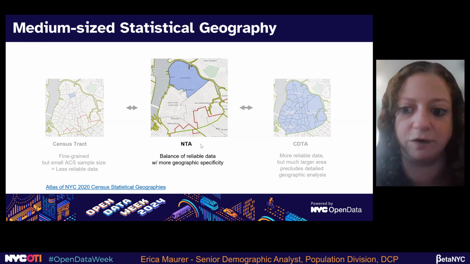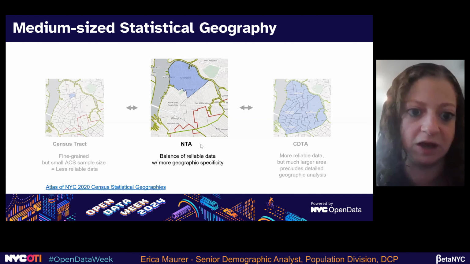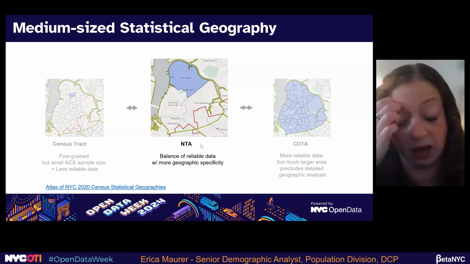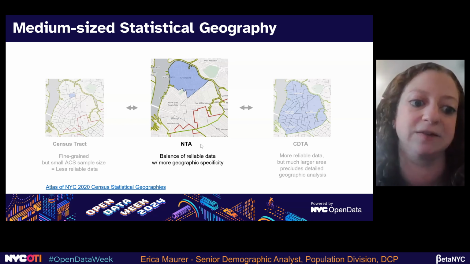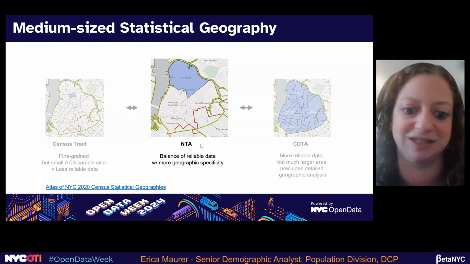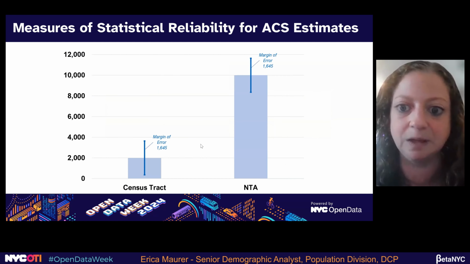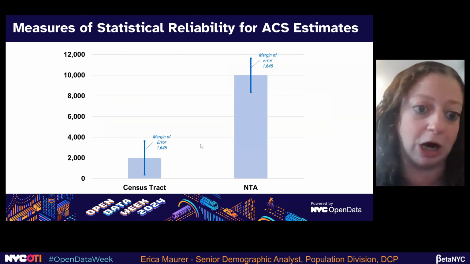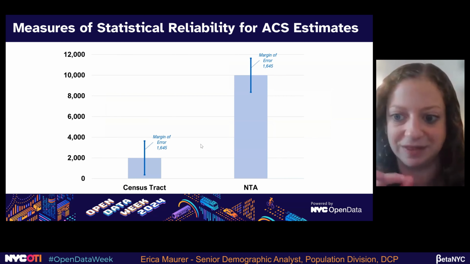And we have more information about each of these geographies on our website in this link on the bottom of the screen, which you can get to from our website, but it's the Atlas of New York City 2020 Census Statistical Geographies. So as I've mentioned, the ACS data are from a sample. So there's a margin of error associated with these data. I won't get too far into the weeds here, but just take a look at these margins of error, the blue bar, the thin bar.